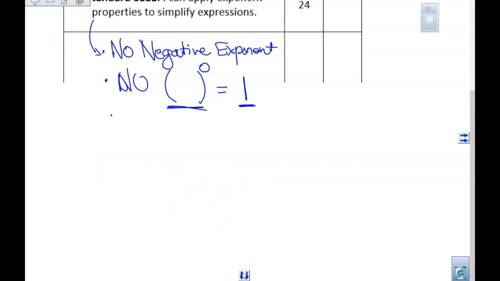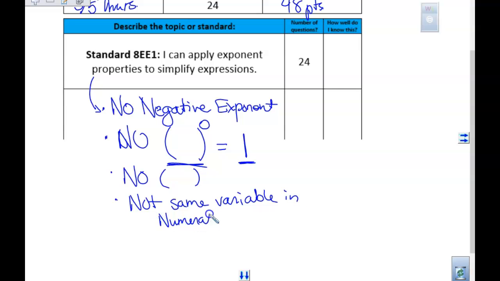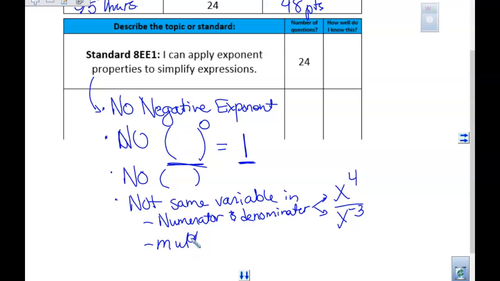And the other thing to look at on this quiz: when it says simplify, that means no parentheses in your answer. And that means you cannot have the same variable in the numerator and denominator. That's not simplified, right? I can't have something like x to the fourth divided by x to the negative 3. I also cannot have that same variable be multiplied. So I cannot have something like x to the fourth times x to the negative 3, because that is also not simplified.